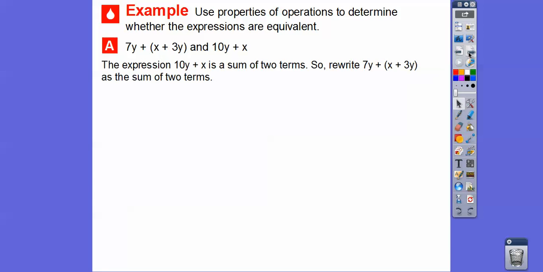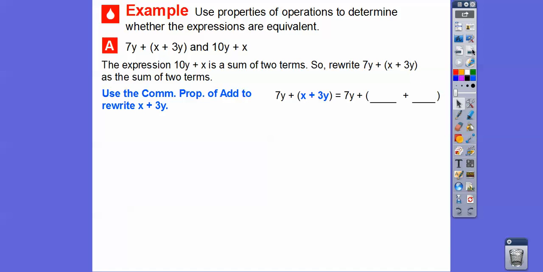So what we're going to do is recognize that the expression 10y plus x is the sum of 2 terms. So let's rewrite this as the sum of 2 terms right there, okay? The book suggests that we're going to use the commutative property of addition. Now here's the example of what I'm talking about. All of a sudden parentheses are involved, but the parentheses didn't move to different numbers.